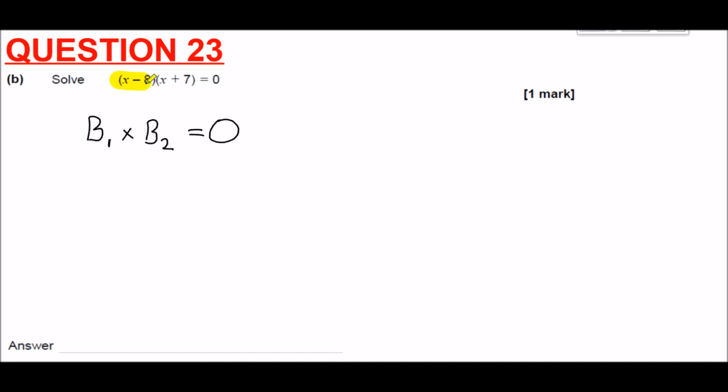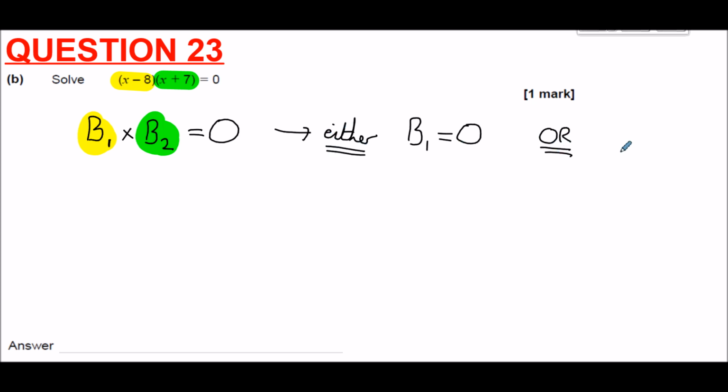So if I just colour this first one in yellow and the second bracket in green. This is just telling you where this quick method comes from. So if you're multiplying two things together and the answer is 0, that can only happen if, for definite, one of the things you're multiplying is 0 itself. And so from this, we can say that either b1 equals 0, or the second bracket equals 0. If one of them times the other gives us 0, either the first bracket's 0 or the second one's got to be 0. That's the only way we multiply two things together and get 0 as an answer.